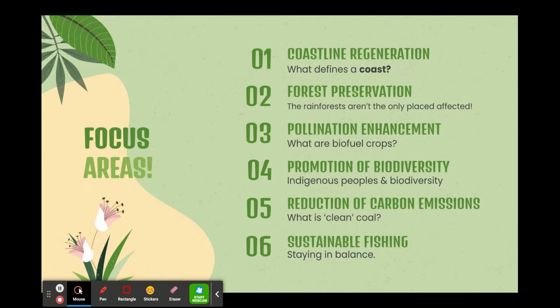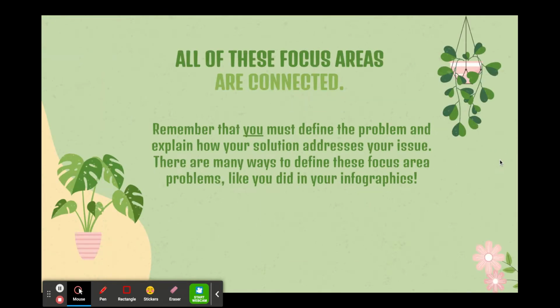So, again, today we're going to be focusing on each of these areas. You're going to learn a little bit more or review some information that you might have done in your research in the beginning. So remember and keep in mind that you have to define your problem and explain how your solution addresses your issue. So keep this in mind when you're learning today.